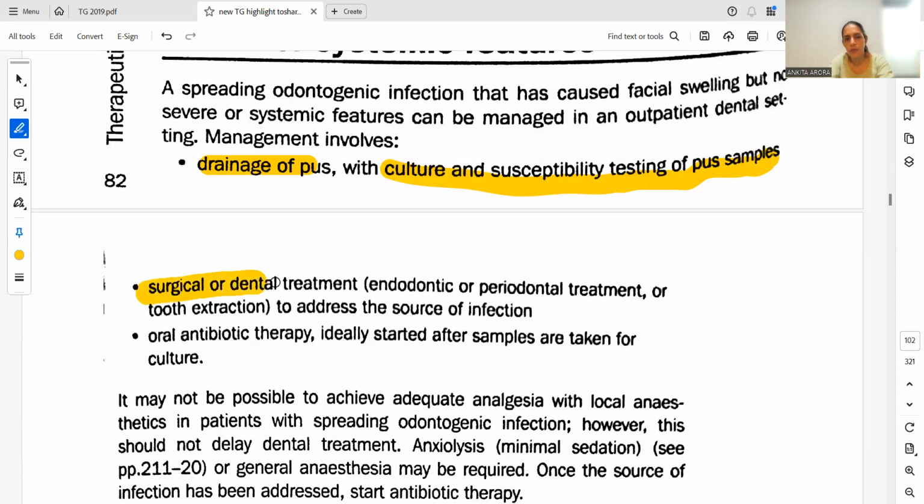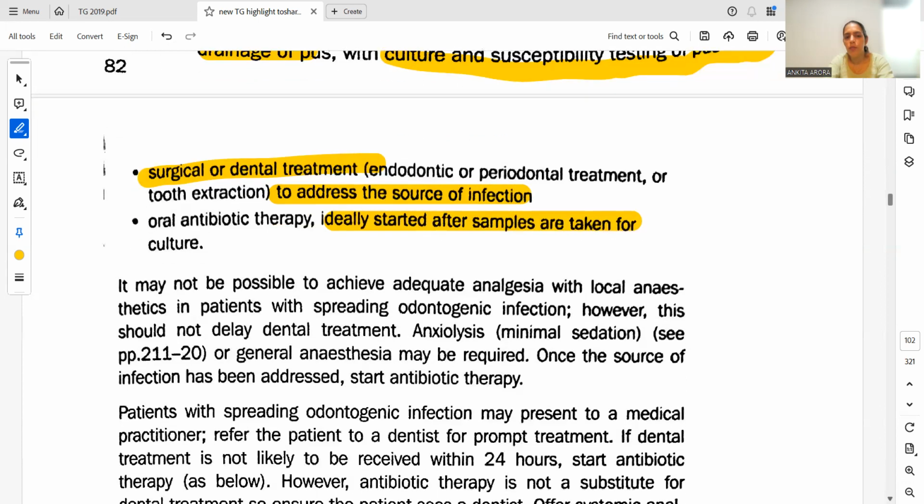Surgical or dental treatment would be needed, which is endodontic or periodontal treatment to address the source of infection. So which tooth is infected, we have to remove it. Oral antibiotic therapy is ideally started after samples are taken for the culture.